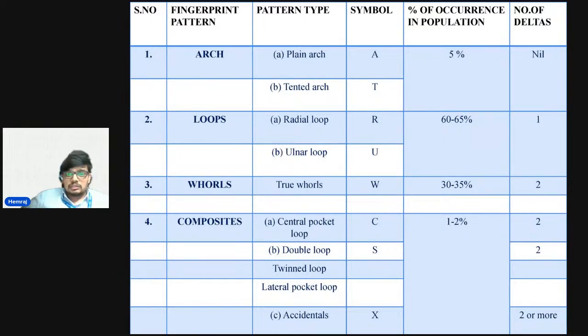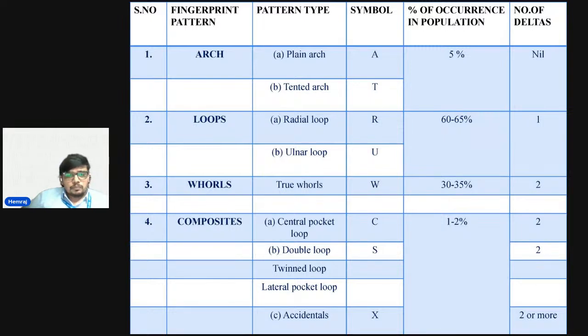Okay, now here, the percent of occurrence in the population, if I discuss. Arch, only 5% of people have arch. Loops, mainly loops will be there, 60 to 65%. So if I tell you to put your print there on the paper and check, I can safely say that all of you will have at least two loop fingerprints in your fingers. Everybody will have at least two loops out of their 10 fingerprints, because loops are very frequent and very common. So loop is the most common pattern found in almost everybody.